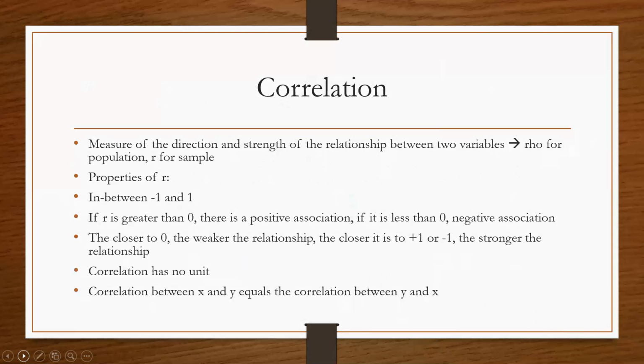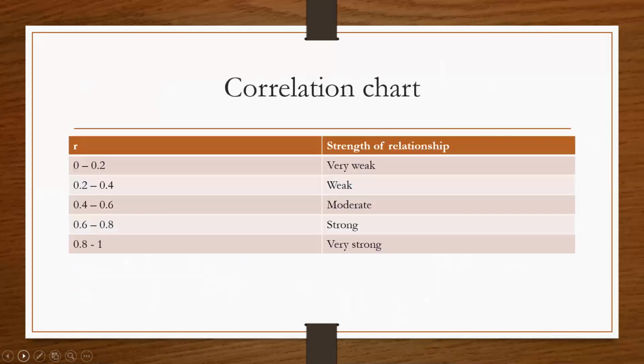The closer to 0 it is, the weaker the relationship, and the closer it is to positive or negative 1, the stronger the relationship. Correlation also has no unit, and the correlation between x and y will always equal the correlation between y and x. So here's a chart. I'm pretty sure I had this again later on just because this was in a new unit.